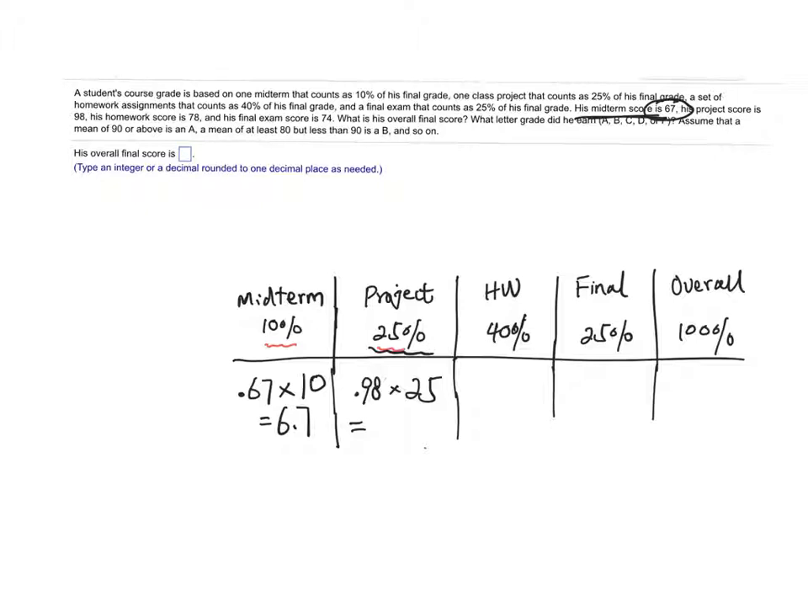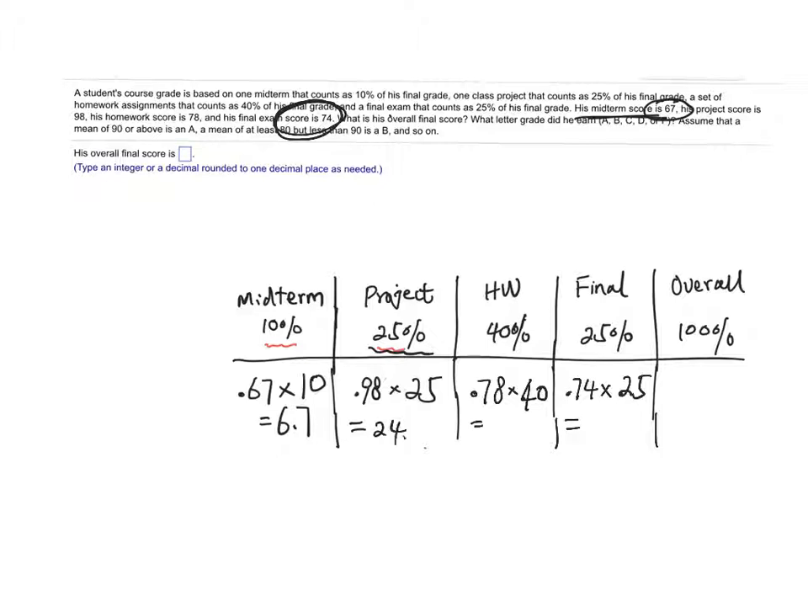And then similarly, for the homework category, 78%, you're going to do 0.78 times 40, because homework weighs 40 points, and then you do this algebra. And the final is 74%, so you get 0.74 times the 25 points from the final category. And then you will get those scores. So now you do the algebra.